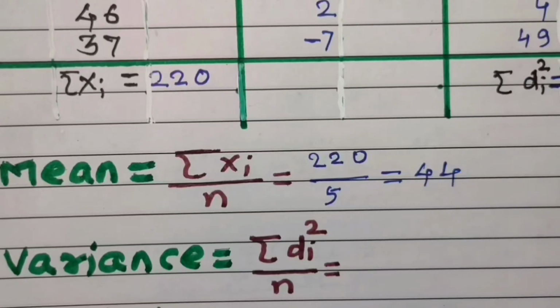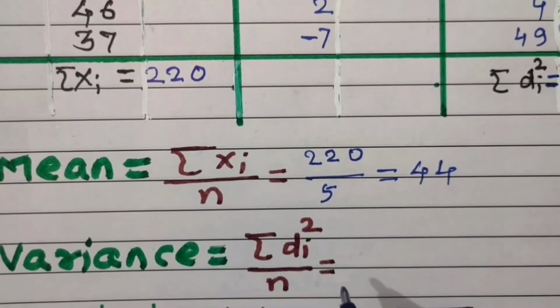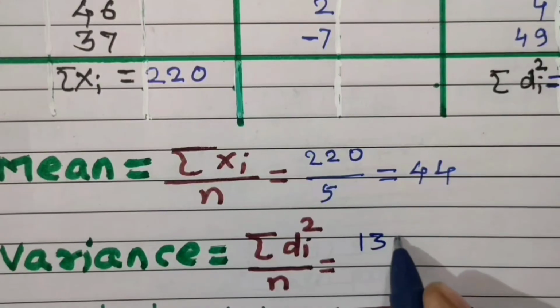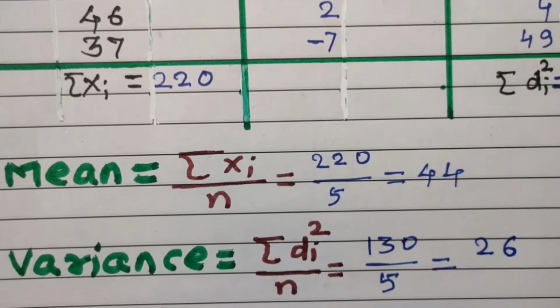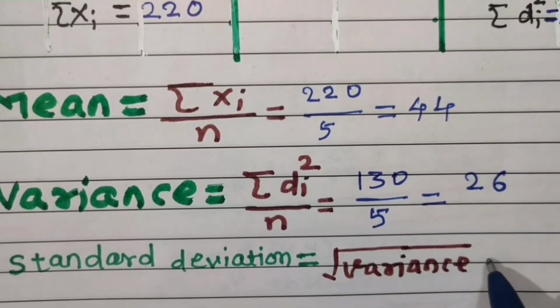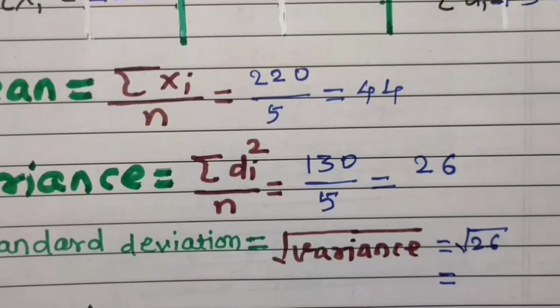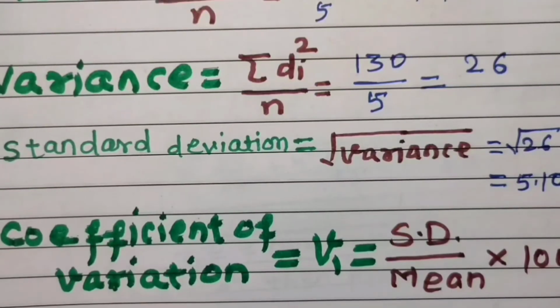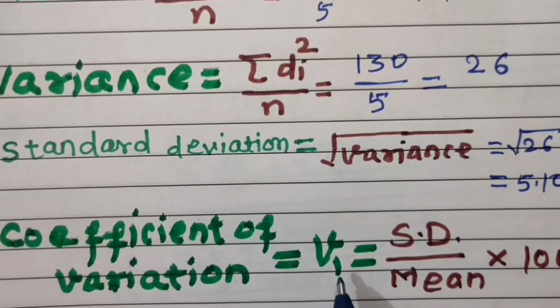Now let us calculate variance, which is equal to summation of di square divided by n. 130 divided by small n is 5, which is equal to 26. Now let us find standard deviation. Standard deviation which is given by square root of variance, which is equal to square root of 26, and this is equal to 5.10.